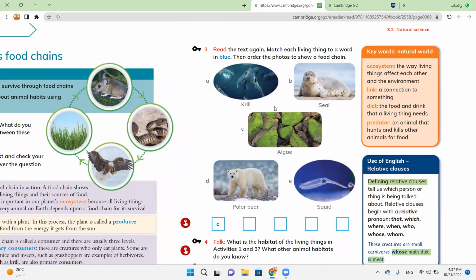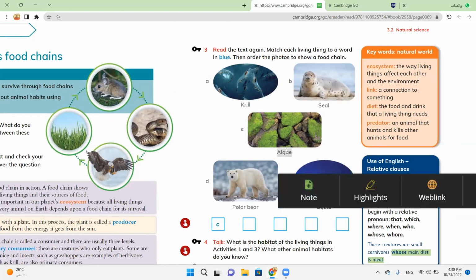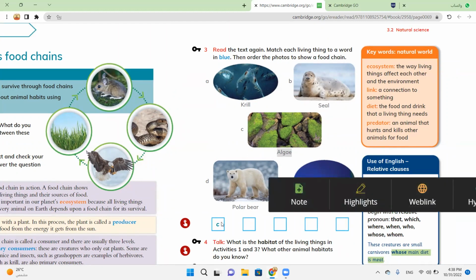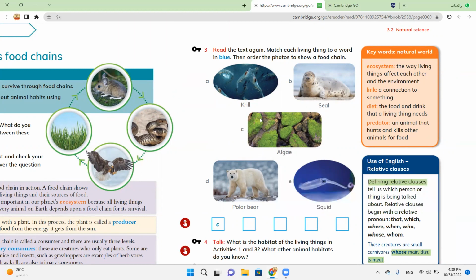Now let us do the order, okay? We will try to reorder the animals we have here in a food chain, okay? So the first in the food chain should be the producer, which is algae, right? We'll put it first, C, algae. Now, what about the consumers? Who's the first consumer in this list? The krill, the seal, the squid, or the polar bear?